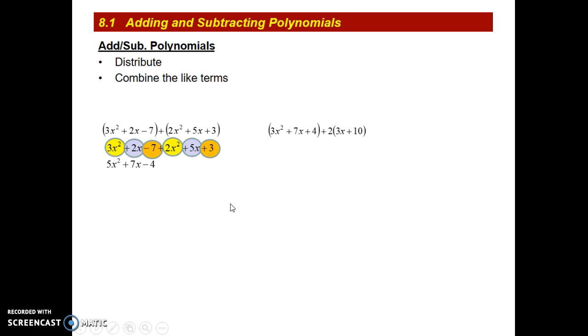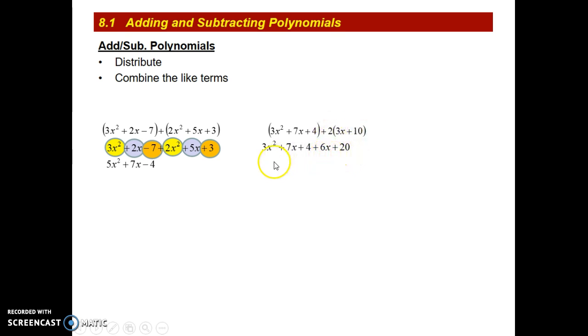Okay, here's a second example. Now notice on this one we're multiplying the second expression by 2. So we're going to have to distribute that first. So I'm just going to bring this down and multiply this by 2. So I have 3x squared plus 7x plus 4. Then I have 2 times 3x, which is 6x, and 2 times 10, which is 20.